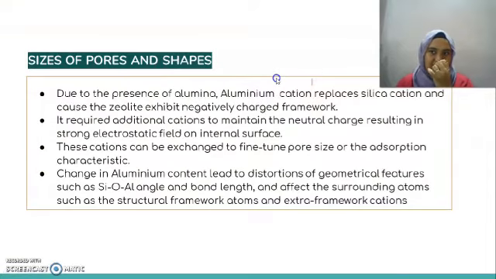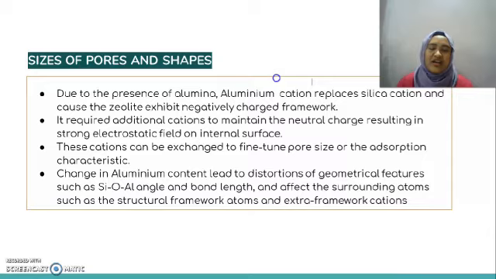Next, I will talk about the size of pores and shape of the zeolite. The size of pores or cavity and the shape of the zeolite varies due to the presence of alumina. Aluminium cation replaces silica cation, resulting in the zeolite framework exhibiting a negative charge. It requires an additional counter ion or additional cation to maintain the neutral charge of the framework.